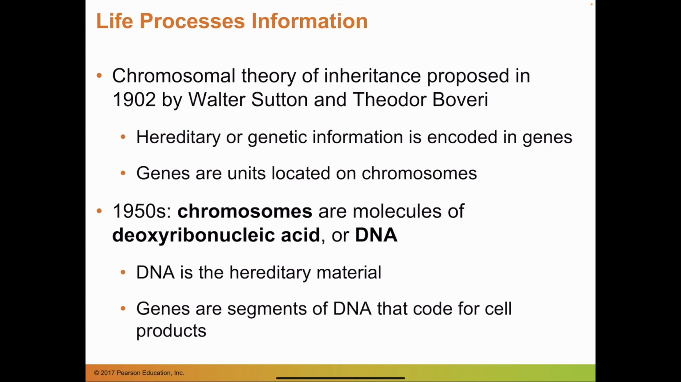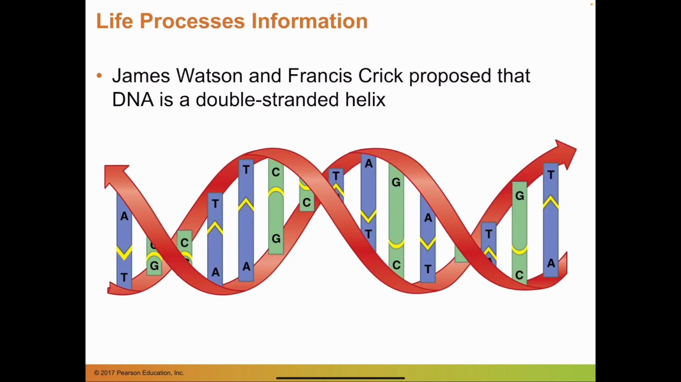And so it didn't happen until the 1950s when chromosomes were actually observed to the point where they could see that they were made up of another chemical called deoxyribonucleic acid, or DNA. And we now know that DNA is the hereditary material that's being passed on to offspring. And the genes then are actually chunks of DNA that code for certain cell products. So there might be a gene that codes for hair color inside the human genome. And that's a chunk of DNA that codes specifically for hair color.